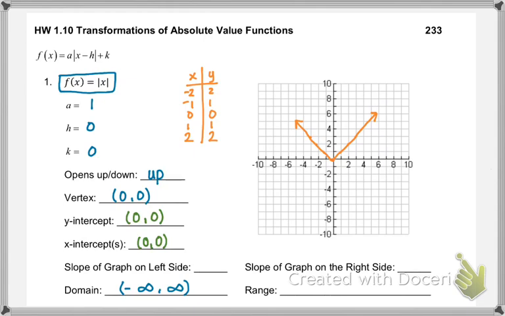And then the range. If you notice, when we look at the range, we look at the y values and we start from the bottom and we work our way up. So it looks like my graph starts when y is 0 and then it continues to go up forever. So my range is going to go from 0 to infinity, including 0, but not including infinity.